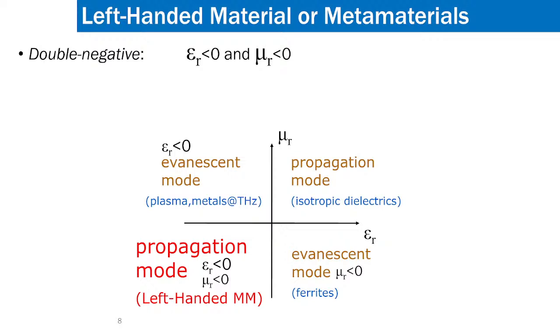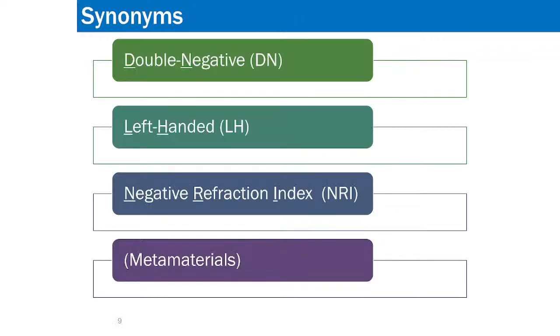These materials are called double negative material if they are in the third quadrant. And there are synonyms for these materials. First, it is called double negative material. The reason is both epsilon r is negative and mu r is negative. Since both are negative, it is called double negative material.